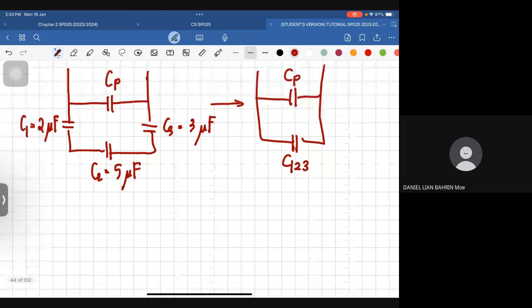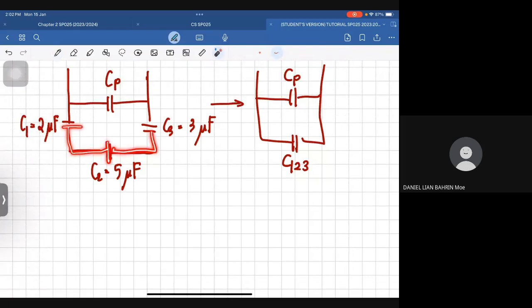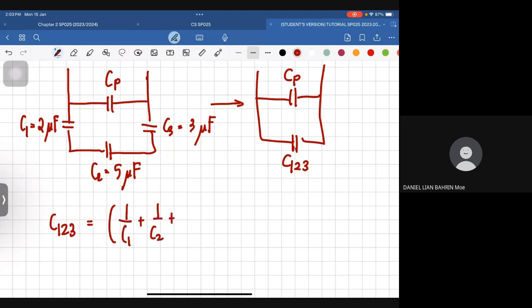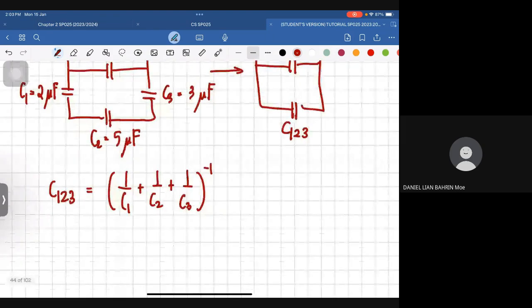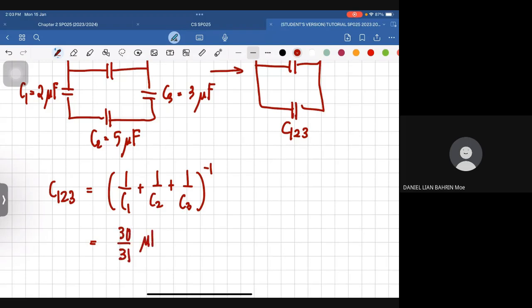Okay, so C1, 2, 3 ni, all of this, each kaki ni connected by a single wire. So this is connected in series lah. So C1 to 3 is equal to 1 over C1 plus 1 over C2 plus 1 over C3 to the power of negative 1. Okay. So yang ini kamu akan dapat 30 over 31 microfarad. Again, either fraction atau decimals, entirely up to you.